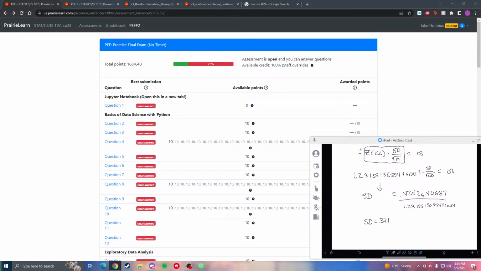Where did the .42 number come from? Okay, yeah, I did skip that part. This .42 came from taking this .03 and multiplying it by the square root of 200. Yeah, I'll go back to that one. Good question. How do we know when to use .ppf versus .cdf?